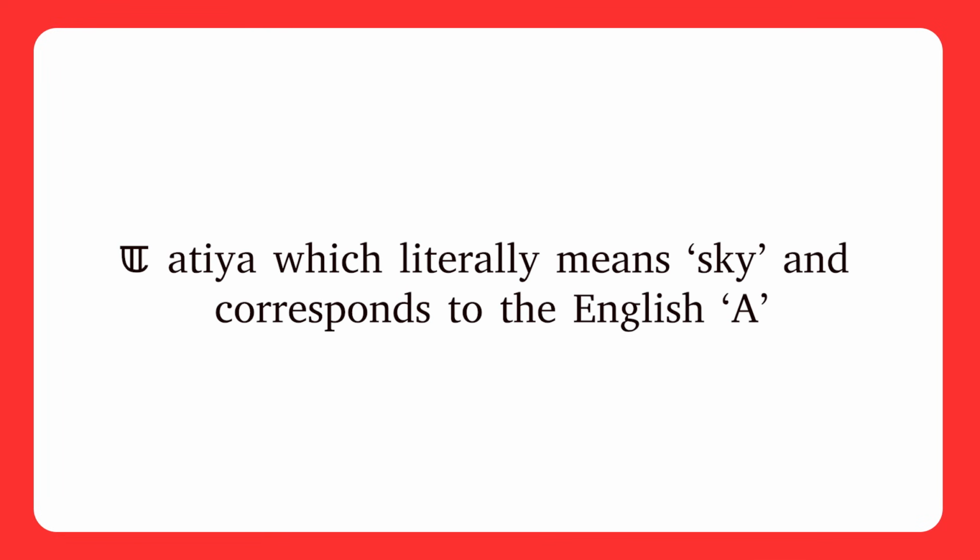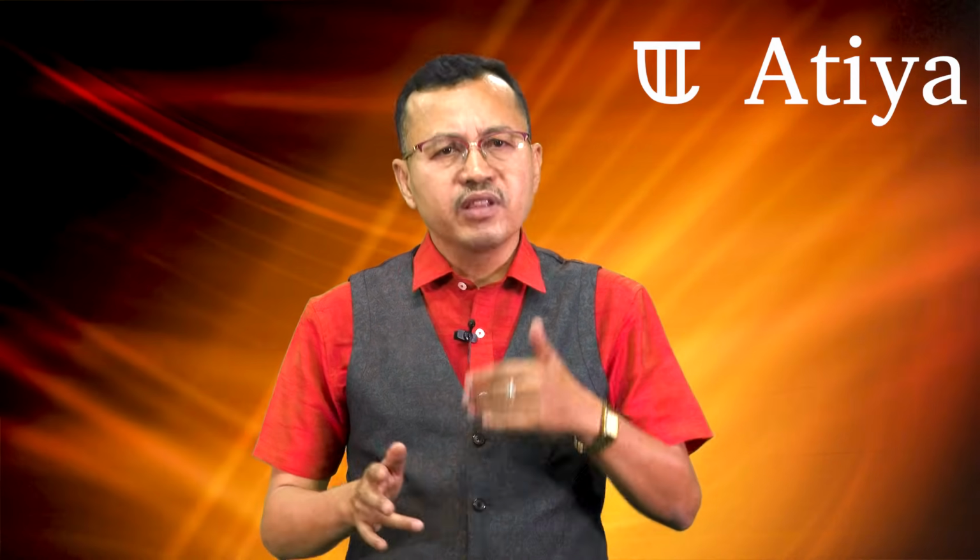Finally, the 18th letter Atya, which literally means sky and corresponds to the English A with the phonetic value A, opens with a wide horizontal stroke that spans like the sky itself, sheltering the vertical lines beneath it. These descending strokes suggest the flow of existence from above to below, while the broad curved base gathers and supports them, forming a sense of completeness.